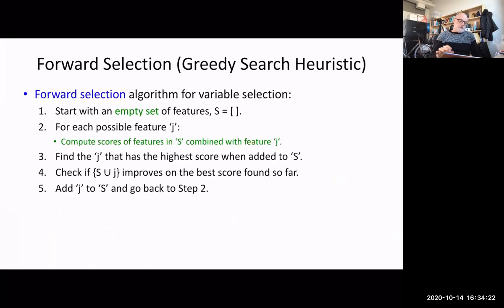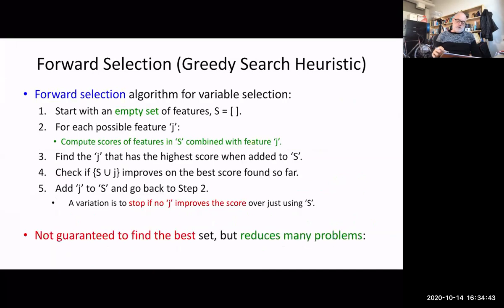So that's basically what's happened here. You start with an empty set of features. For each possible feature J, you compute the scores of features in S combined with feature J. You find the J that has the highest score when added to S. You check if the union improves on the best score so far. If it does, add J to S and then go back to step 2. If it doesn't, then exit. A variation is to stop if no J improves the score over just using S.